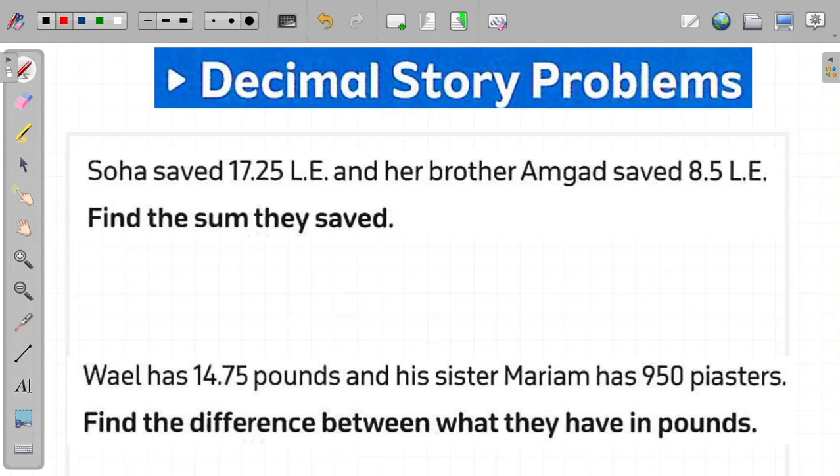I am Mr. Ahmed Magdy, your math teacher, and today we will have the last lesson in the first unit on decimal numbers, which is the lesson of decimal story problems, in which we will solve problems on addition and subtraction for decimal numbers. So let's go.